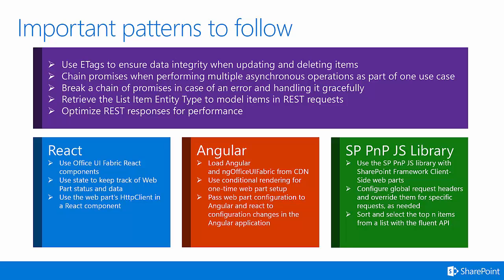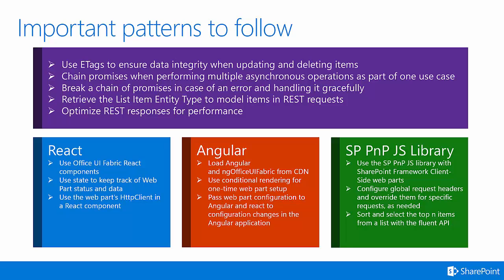Whenever you have an error, break that chain of promises and handle that error gracefully. You can use that with the utility methods inside of SharePoint Framework. Always retrieve a list item's entity type to model the items in the REST queries, and optimize your REST responses for performance. When using React, use the Office UI Fabric React components to build your user interface.